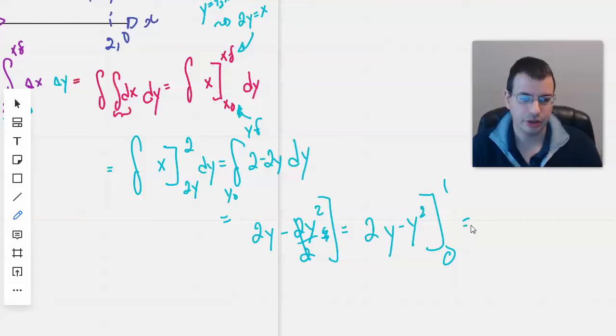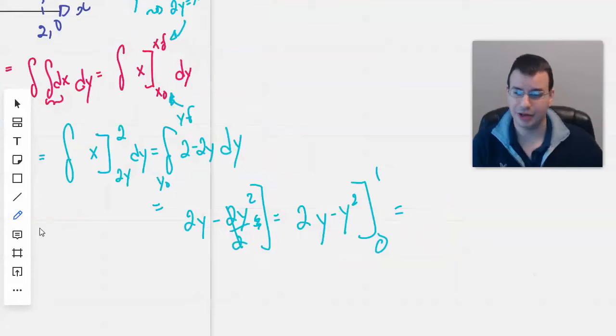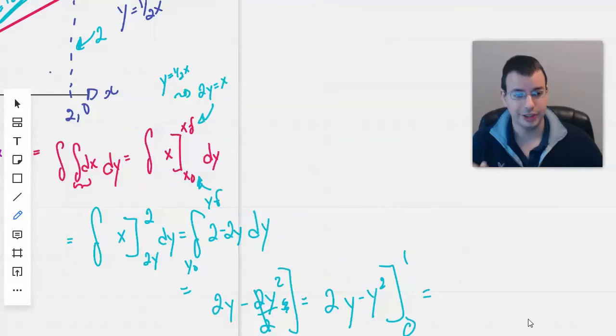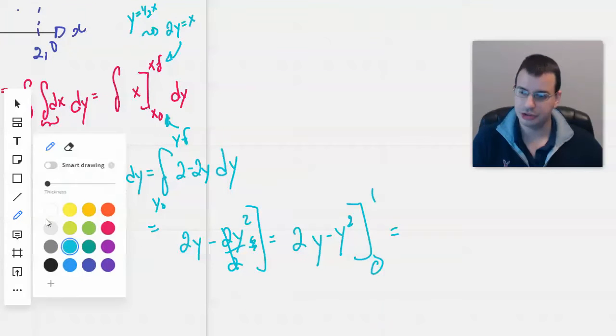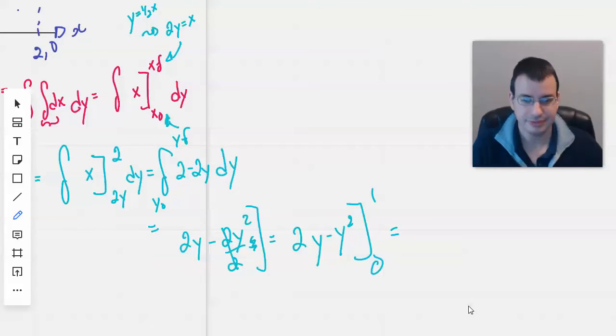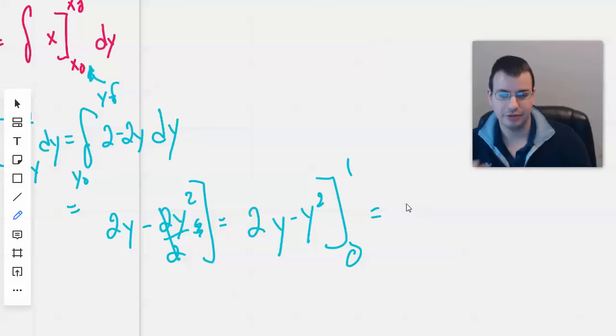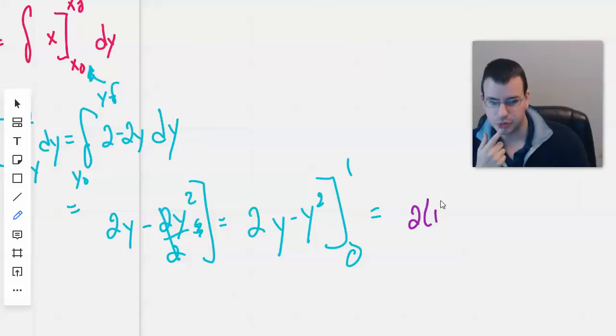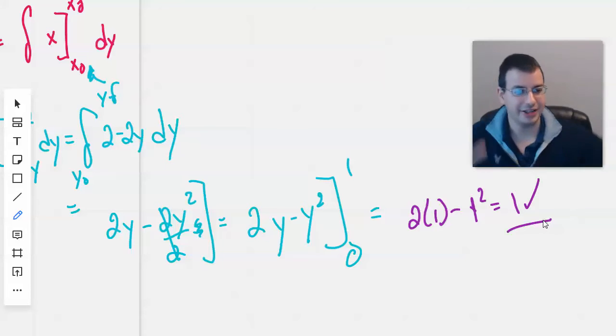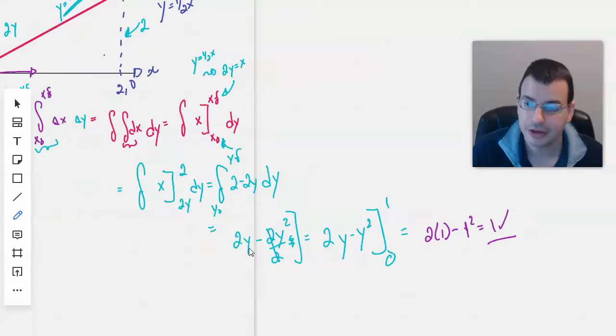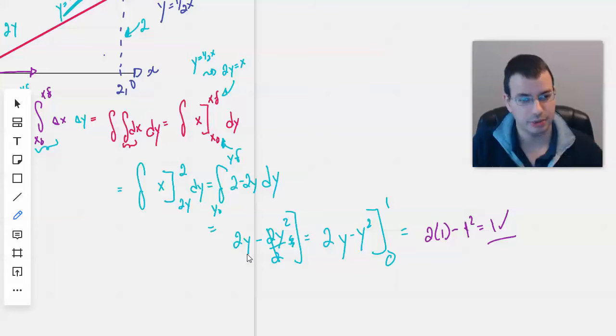0 to 1. But if I get the wrong answer, and it doesn't happen to be 1, then we'll start second guessing ourselves. Okay, so we have 2 times 1 minus 1 squared, which is 1. Check. Yes. Okay, so that's the idea behind double integrals.